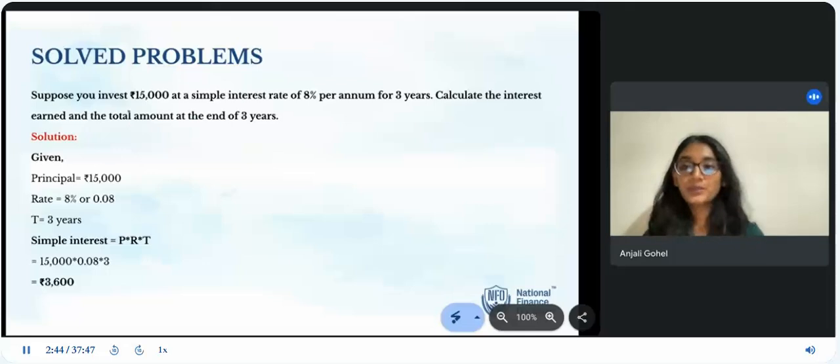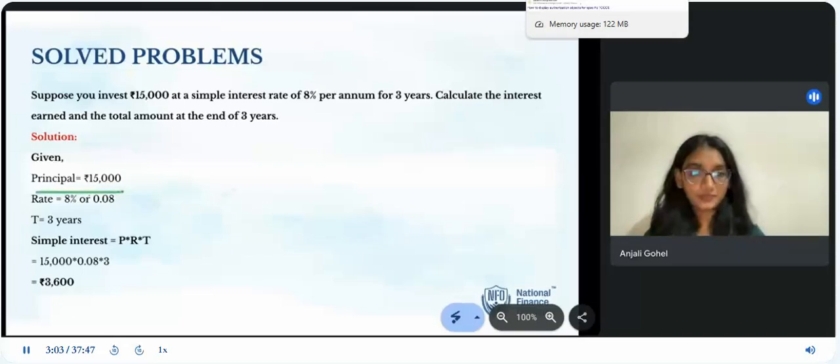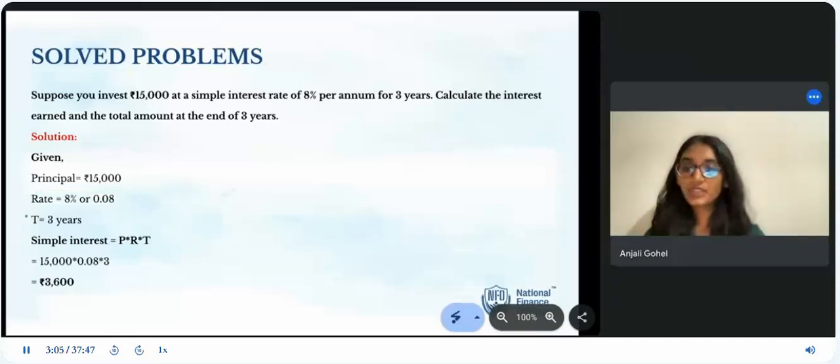Suppose you have 15,000 rupees which you have invested at 8% per annum, for 3 years. Calculate the interest earned and the total amount at the end of 3 years. Okay, so let's understand how much interest you would receive. Your principal is 15,000. Rate is 8%, or 0.08, which is 8% in decimals. And T is 3 years.